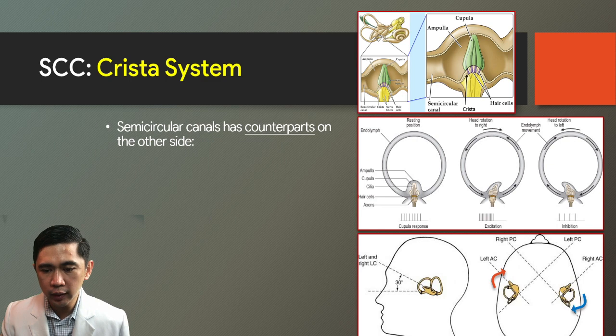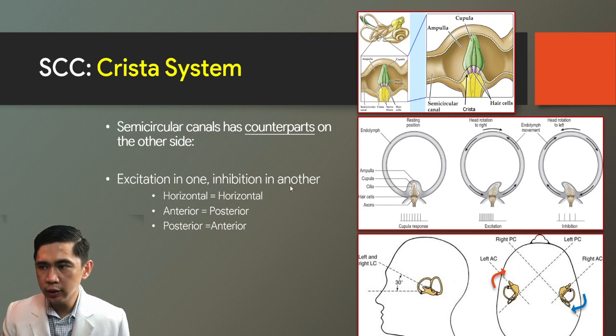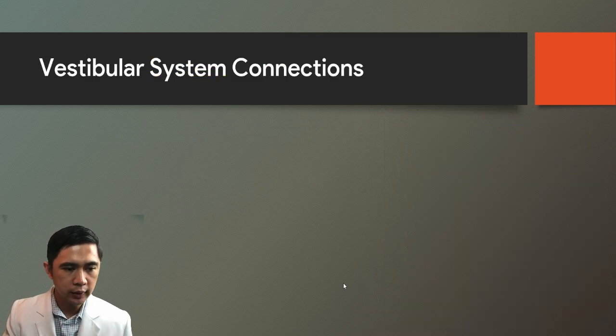The anterior semicircular canal also has a counterpart on the posterior semicircular canal on the other side, and it will tell the brain that we are moving upward or bending our heads sideways. So again, excitation in one, inhibition in the other. The horizontal canal will have inhibition in the other horizontal canal. The anterior semicircular canal will have inhibition in the posterior semicircular canal. The posterior semicircular canal will have inhibition in the anterior semicircular canal on the other side.